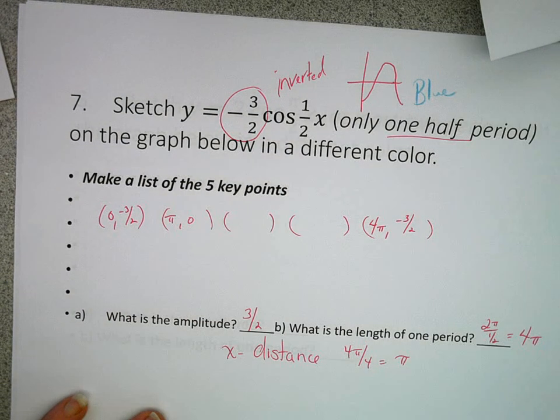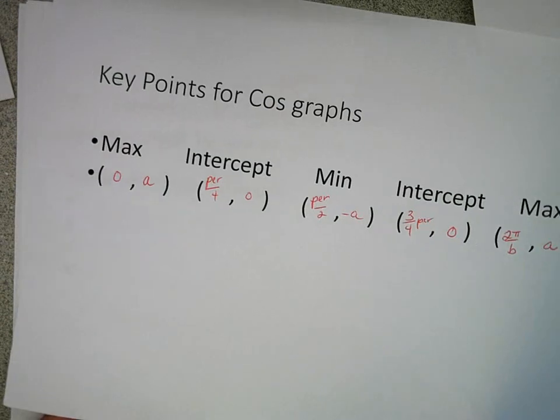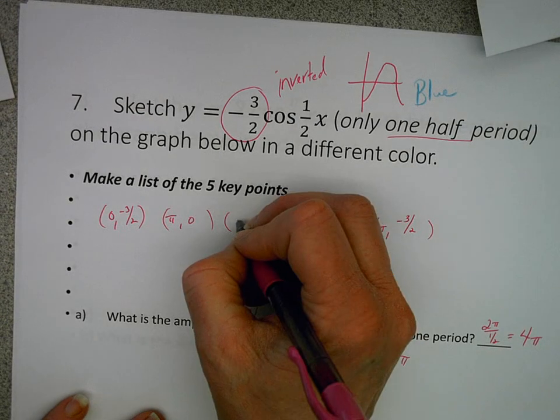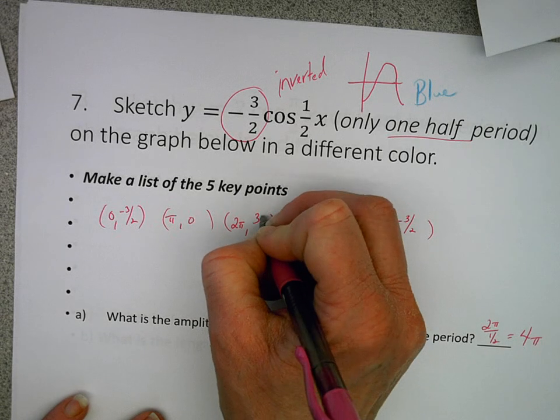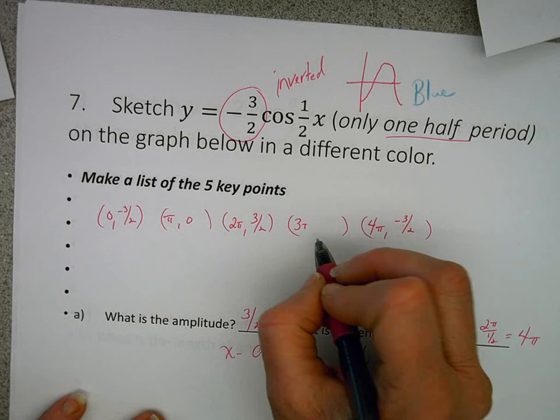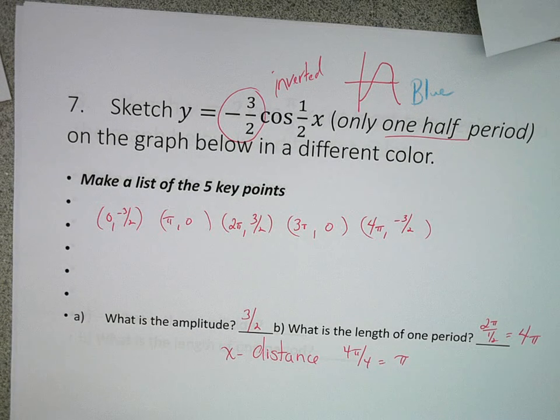Again, you can go back, look at where the x-intercepts are. This is 2 pi, positive 3/2, because it's the opposite of A. This is 3 pi, and this is 0. And it says only 1/2 the graph because that's all that's going to fit on here.